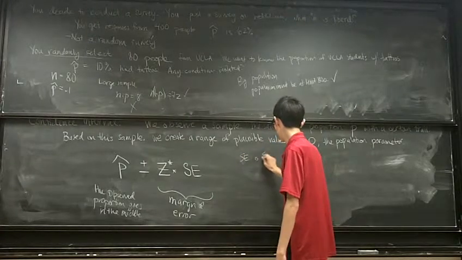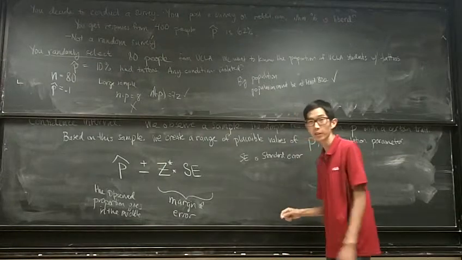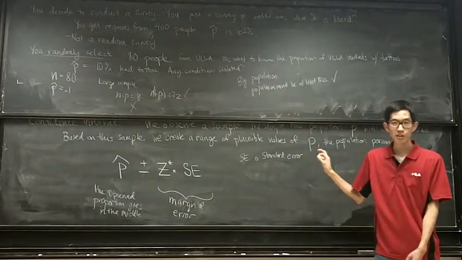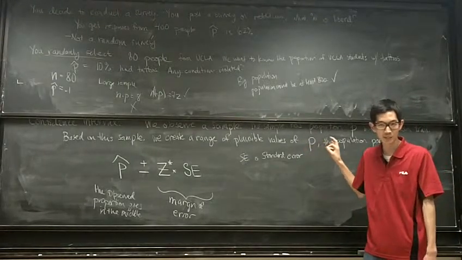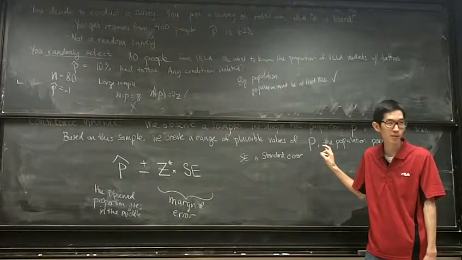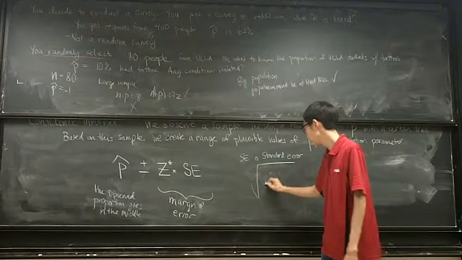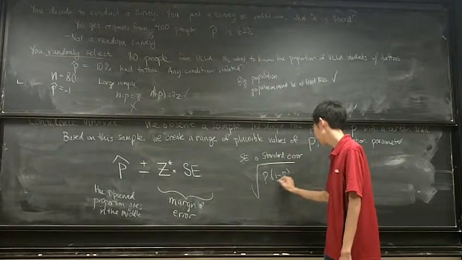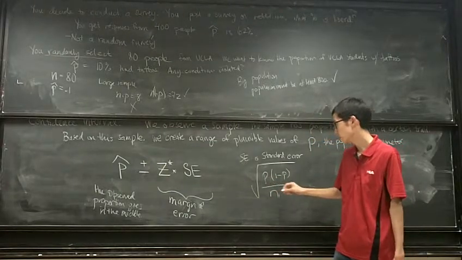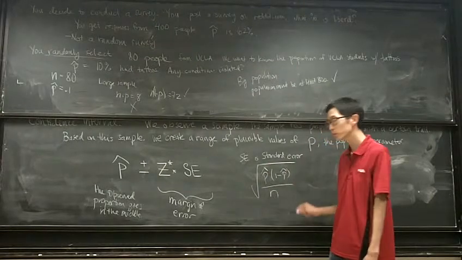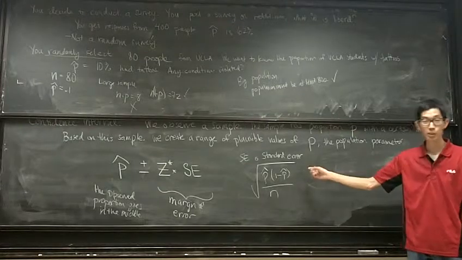SE is standard error. The standard error is pretty much the same thing as the standard deviation of the sampling distribution. Do you guys remember what that was? Oh, right. You did it above. It's the square root of p times 1 minus p divided by n. The key difference here is that we aren't using p, we're using p hat. Why are we using p hat and not p?